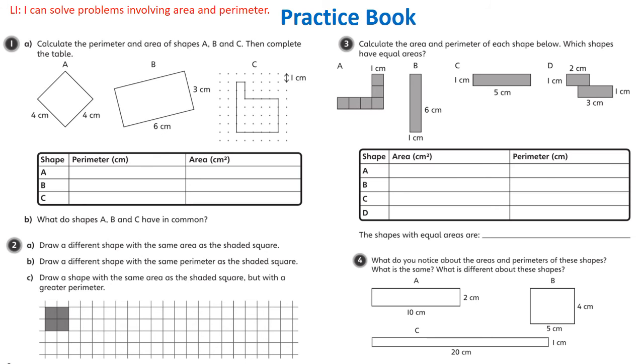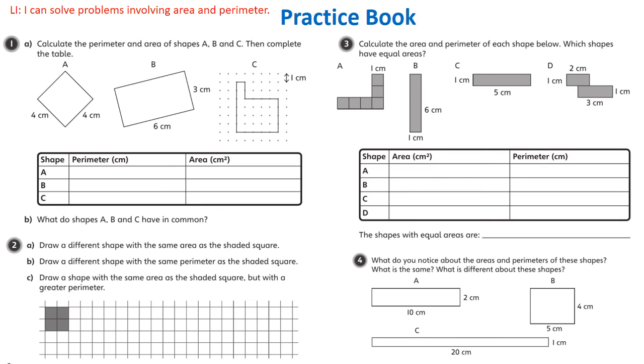In part B, you've got to do a different shape with the same perimeter, but might have a different area. So your perimeter is 8. So you've got to find a different shape with a perimeter that is still 8. Remember, you've got 2 pairs of equal sides. And then finally in that one, you've got to draw a shape with the same area as the shaded square. So that's 4 again, but make sure your perimeter is greater.